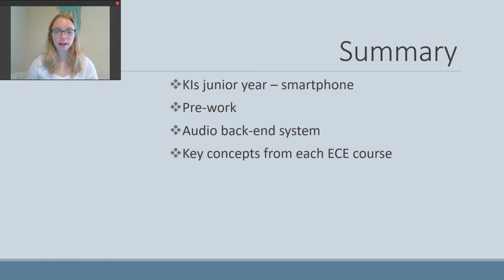we analyzed the audio backend system of a generic smartphone, and it was shown in a figure which I will show later on. And then from there, we used key concepts from each ECE course in order to analyze all the different parts.